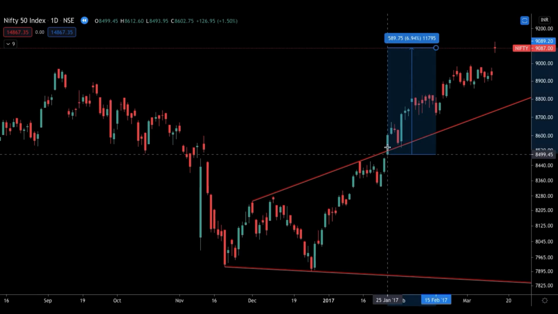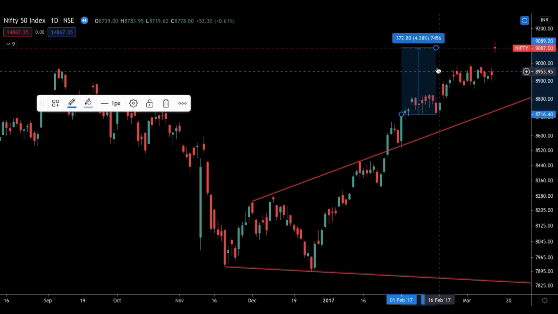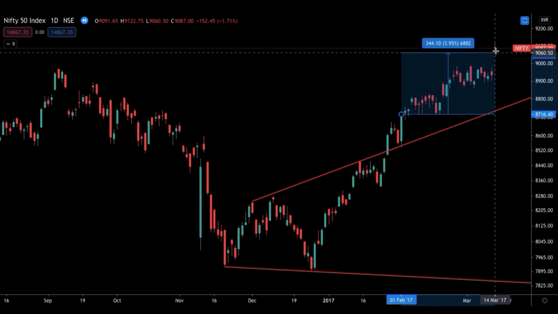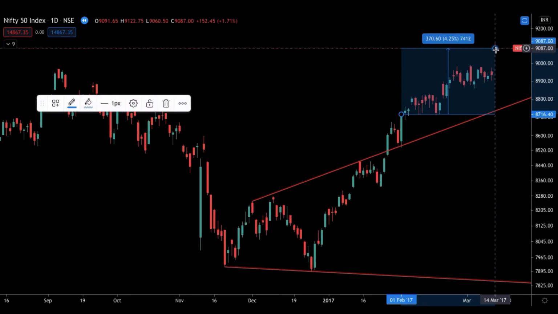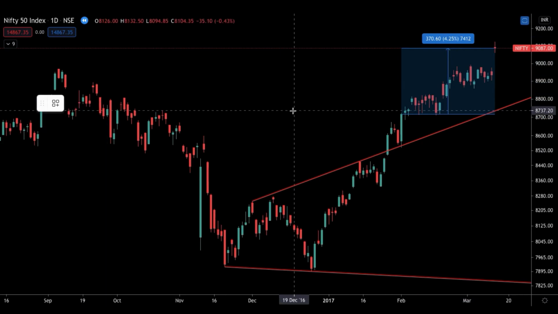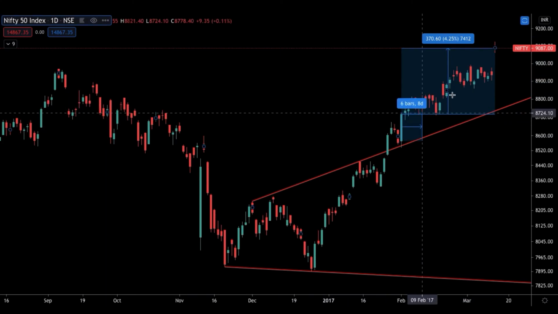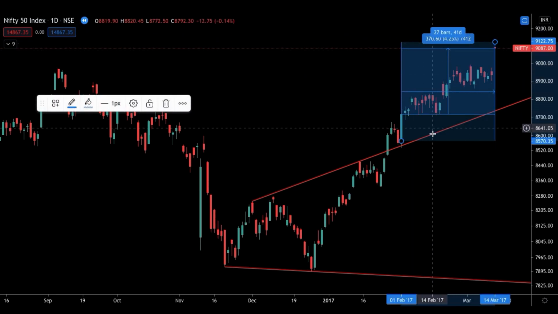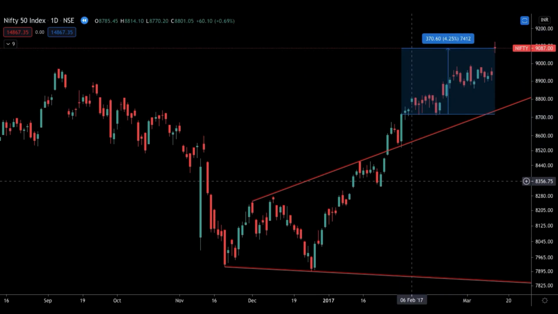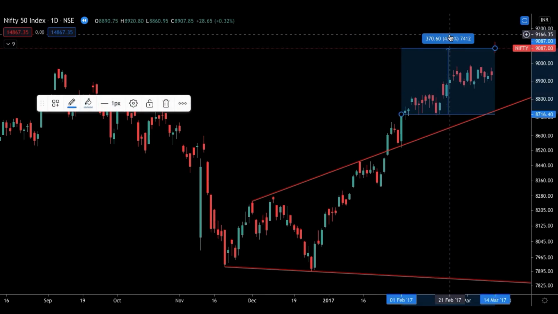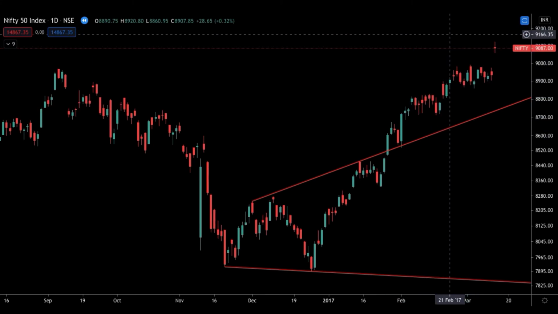If we go to the buying point over here, we get a profit of about 4%, and the time it took for this profit to happen is just 27 bars or 41 days, which is very good for trading in Nifty. Therefore this pattern is very effective and can give you a good amount of profit if traded correctly.